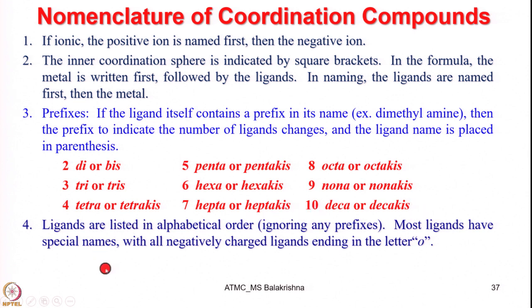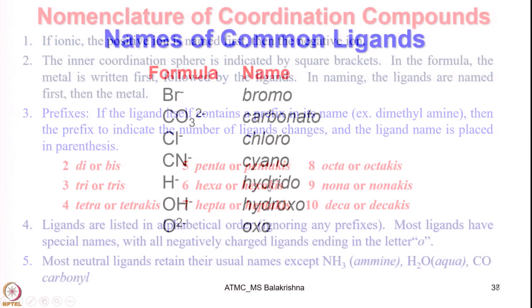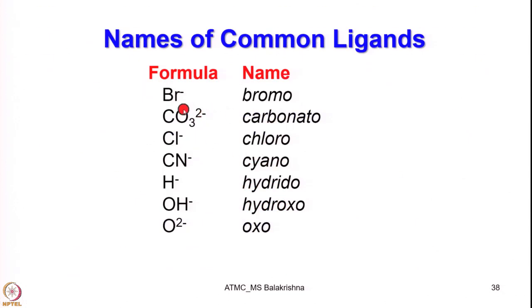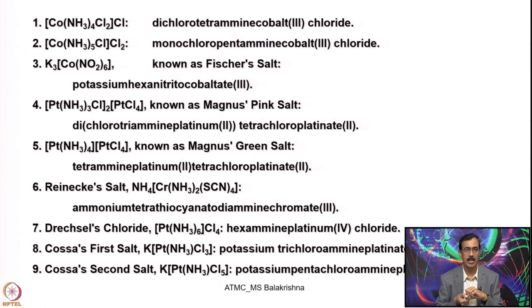Most ligands have special names, with all negatively charged ligands ending in the letter O, for example chloro, bromo, iodo. Most neutral ligands retain their usual names except ammonia, which we call ammine, water, which we call aqua, and CO, which we call carbonyl. The names of common ligands I have listed here: bromo, carbonato, chloro, cyano, H minus hydrido, OH minus hydroxo, and O2 minus oxo. Some examples I have shown here to make you familiar with naming.